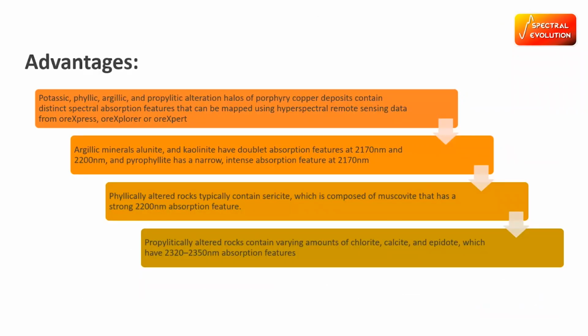So to summarize, porphyry copper alteration halos have distinct spectral features that can be mapped using hyperspectral field spectrometers like the oreX series. These tools track key minerals such as alunite, kaolinite, pyrophyllite, and the critical 2200 nanometer sericite feature, which can indicate proximity to the ore body. They also help monitor temperature and compositional changes in epidote and chlorite measurements, and these measurements take on average about 3 seconds. So they're very quick to collect a lot of data.